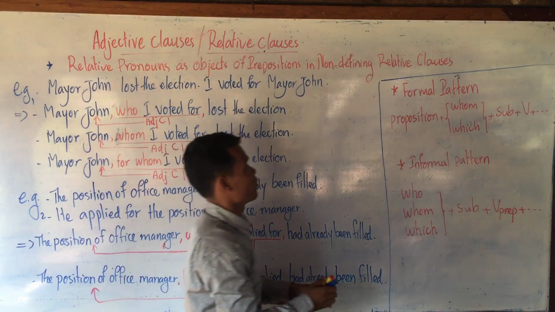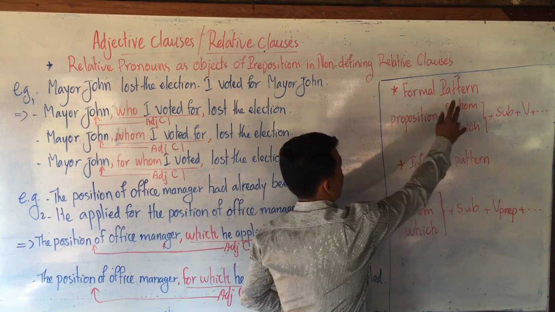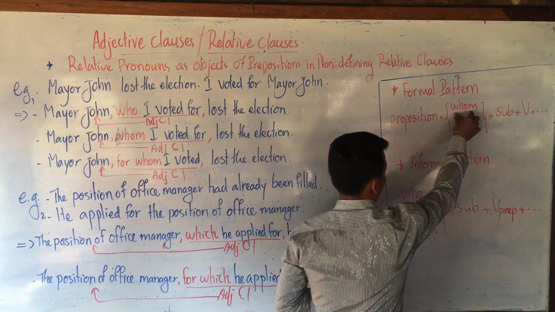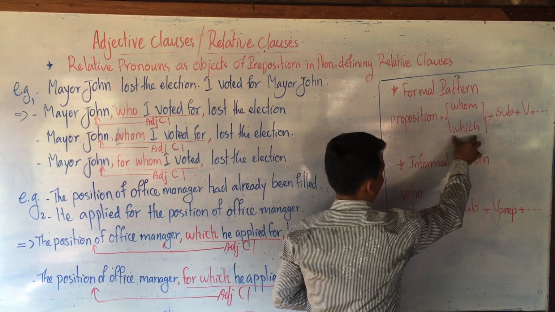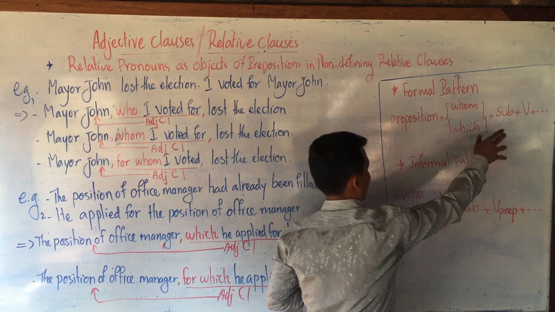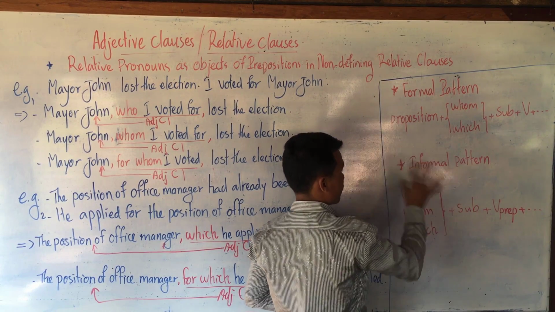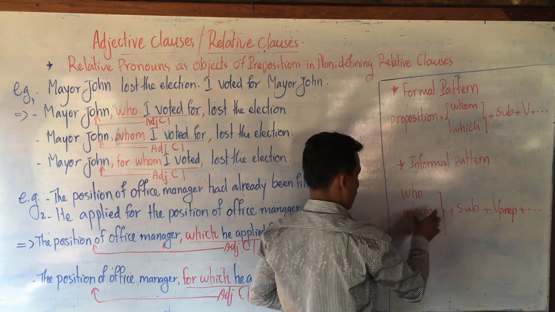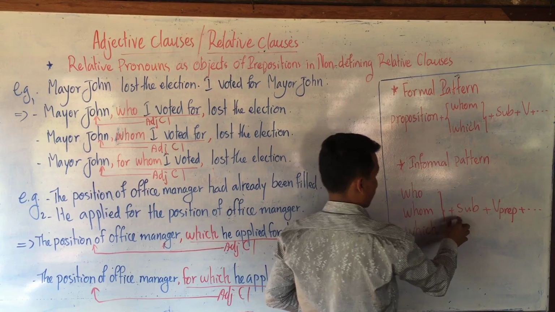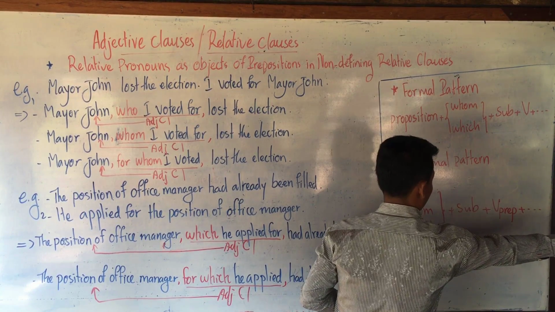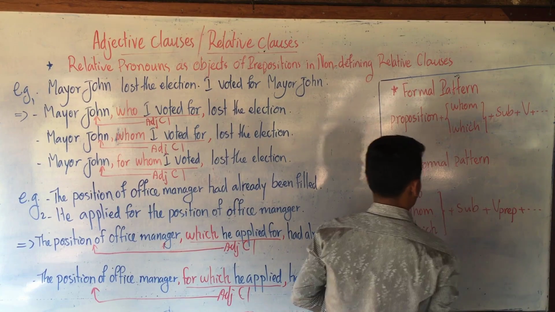Then we can reach our formula. Formal pattern: we can write preposition plus whom for people, plus which for things, plus subject plus verb. Or informal pattern: we can write who, whom, or which, plus subject plus verb plus preposition. So the preposition comes at the end of the clause.